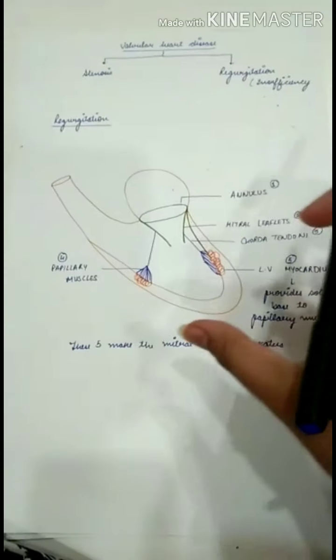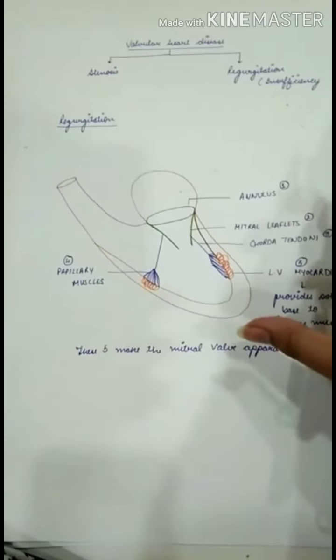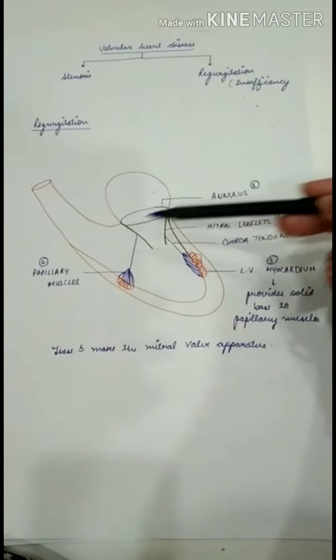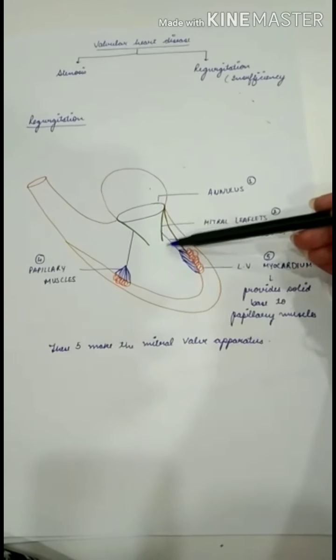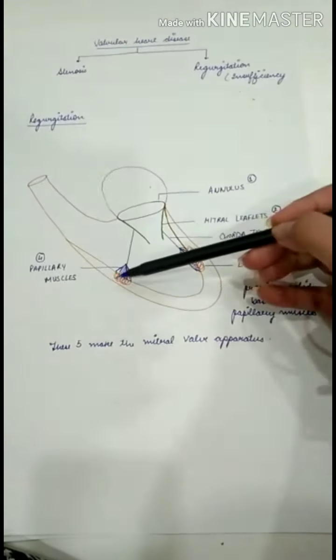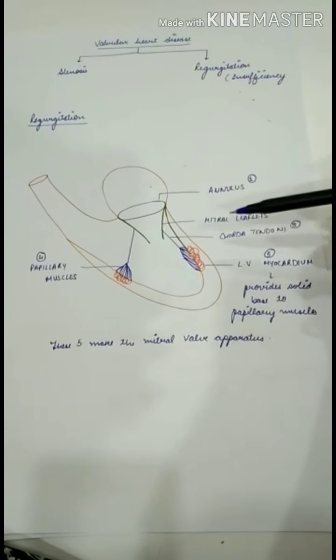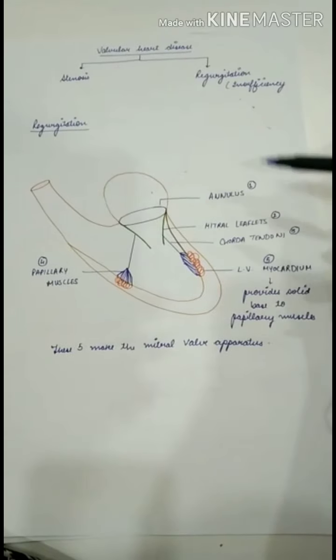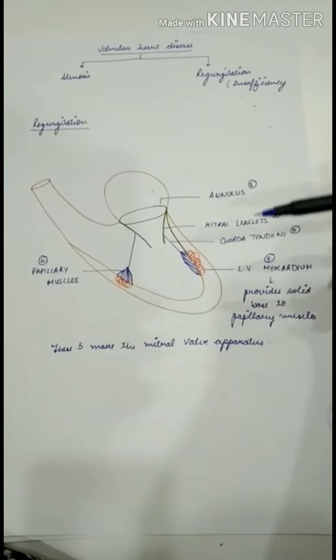Now let me describe the labelings here which constitute the mitral valve apparatus. Number 1 is the annulus, which is this ring, the mitral leaflets, the chorda tendineae, the papillary muscles, and the left ventricular myocardium, which provides a solid base to the papillary muscles. These 5 make the mitral valve apparatus.